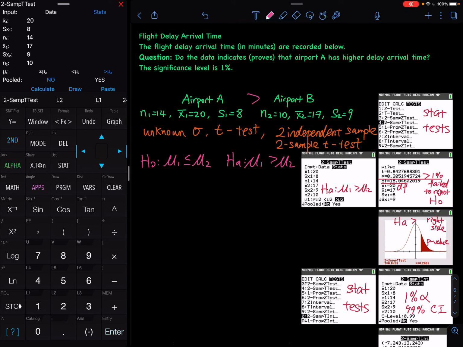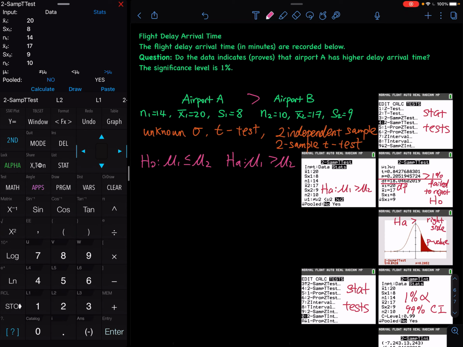When do we select yes for pooled? The answer is when the problem has a very clear statement saying that they assume the population variances or standard deviations are equal. One more time, you select yes for pooled when the question has this sentence: we assume the population variances or standard deviations are equal. You don't have to know what it is. As long as they assume they are equal, then you select yes.